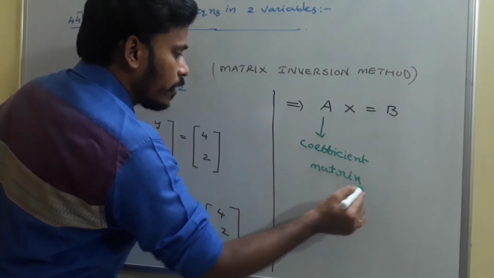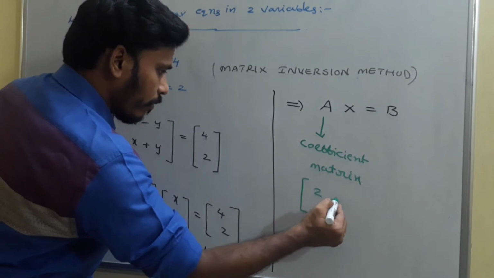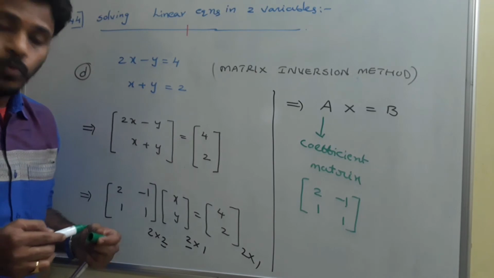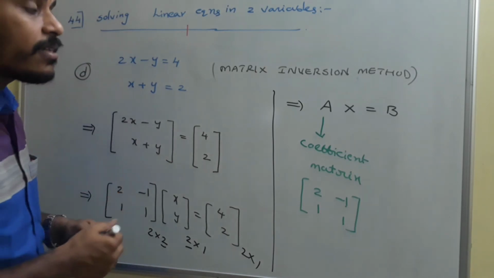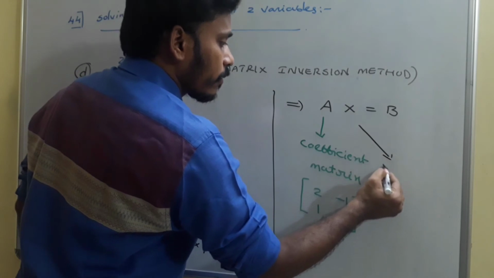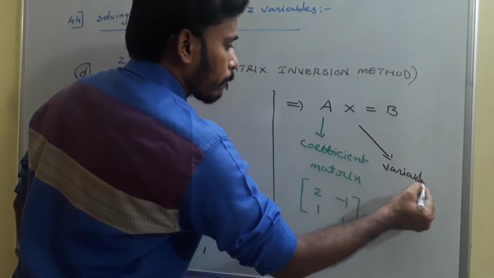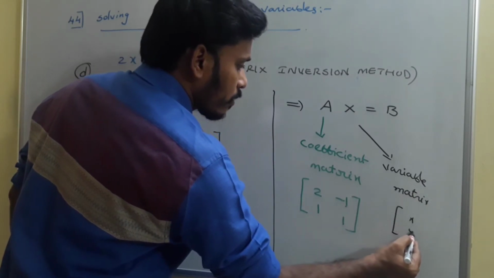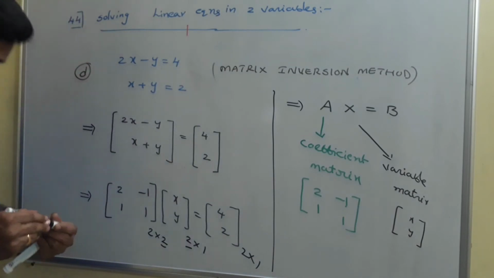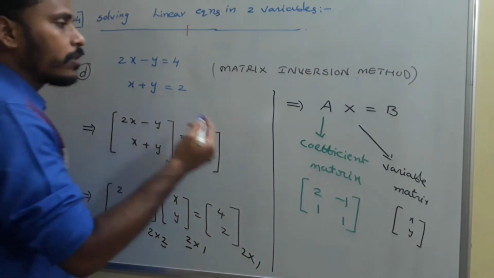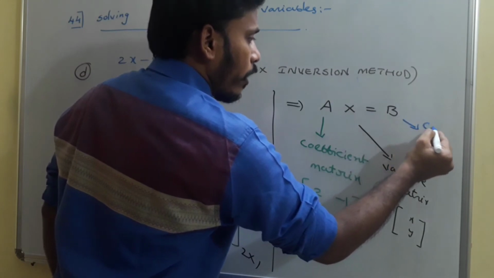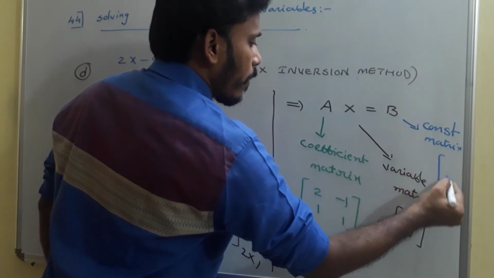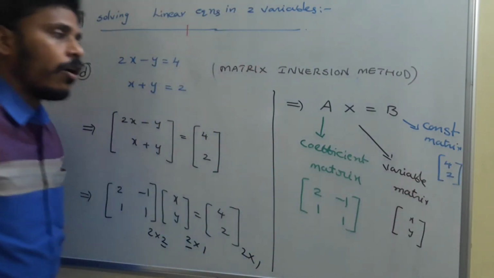And specifically, here our A for the given equations is 2 minus 1 1 1, okay? That A is called what? Coefficient matrix, and that X is taken as the variable matrix. Variable matrix, and here it is matrix xy, and that B is called the constant matrix because it represents the constant elements, right? So we call it what? Constant matrix. And that constant matrix here for the given equations is 4 comma 2.